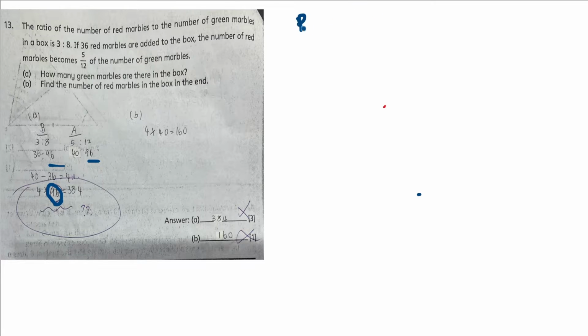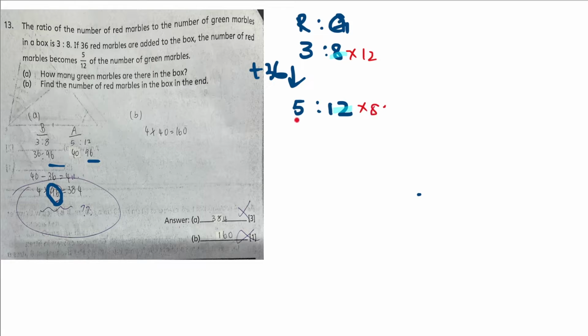So at the start I have red and green, 3, 8, right? And then this one at 36 I have 5, 12. So what I know is this and this didn't change. In this case, I have to times 12, here times 8, here times 8, and then here times 12. Will give me a new figure of 36.